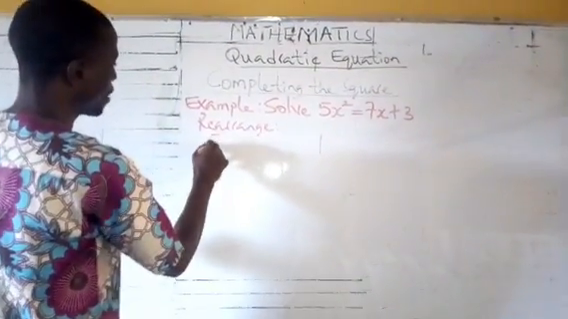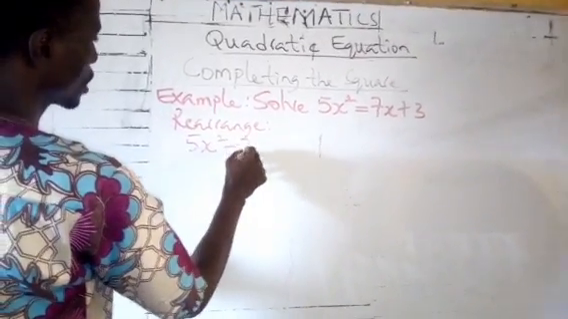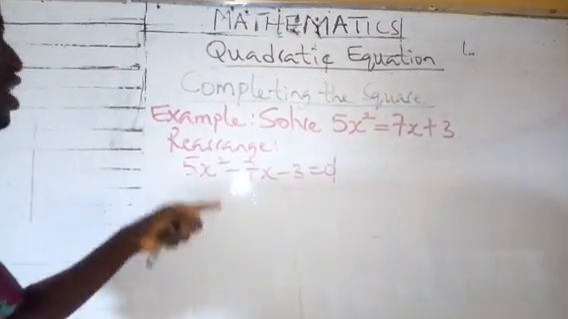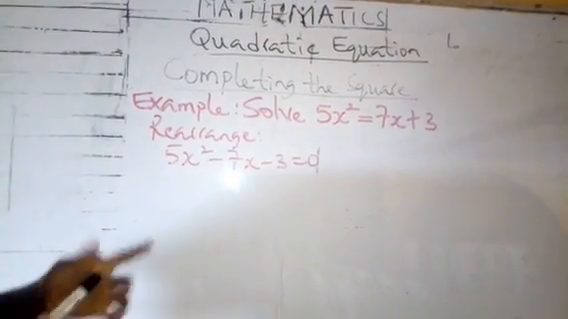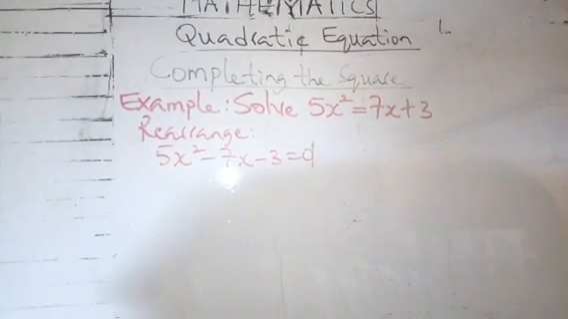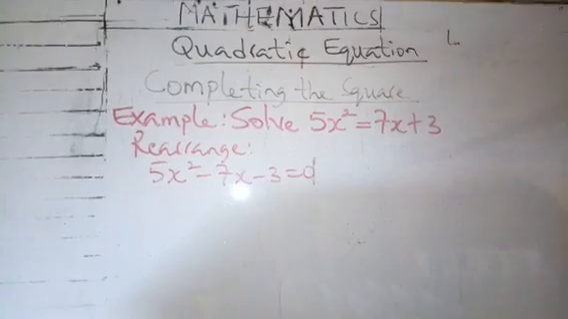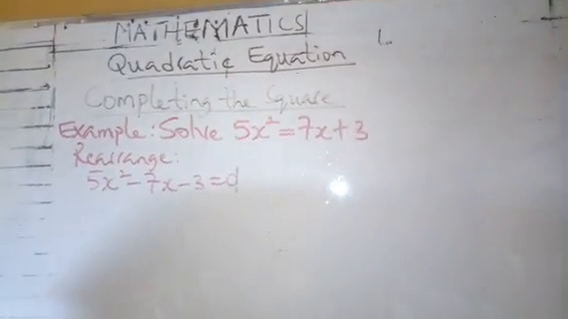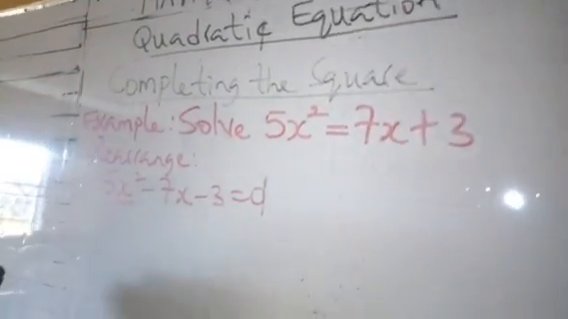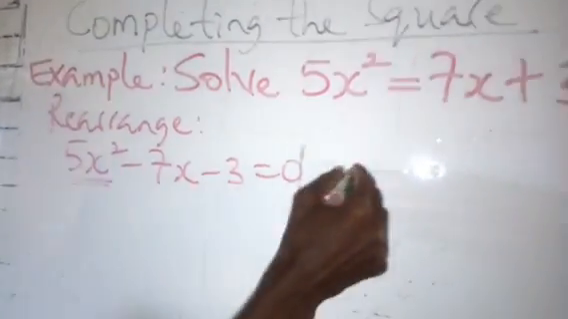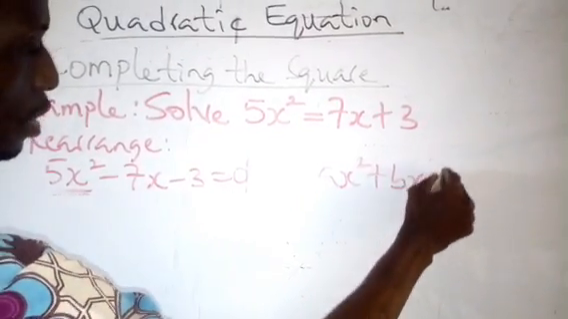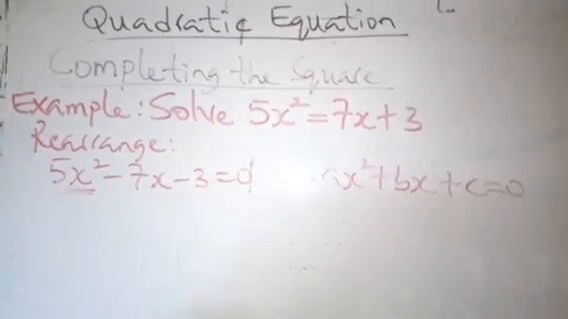Now we have our 5x squared minus 7x minus 3 equals 0. We have successfully rearranged this equation to make it a quadratic equation in the real nature. Now when you want to make use of the completing the square method, I will call your attention, viewers at home. Look at this. Compare it with ax squared plus bx plus c equals 0.